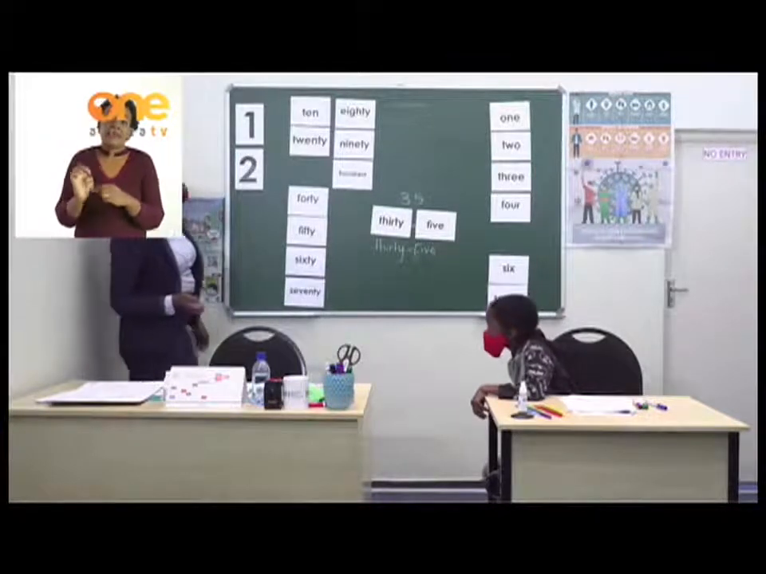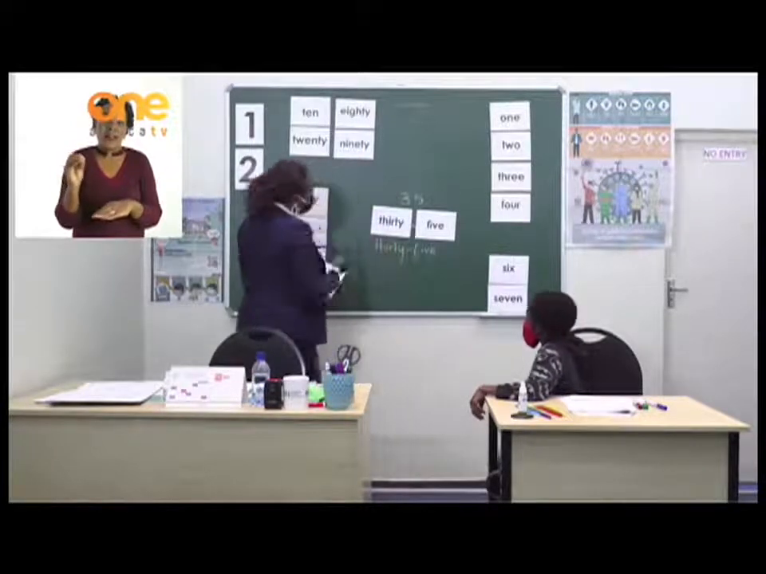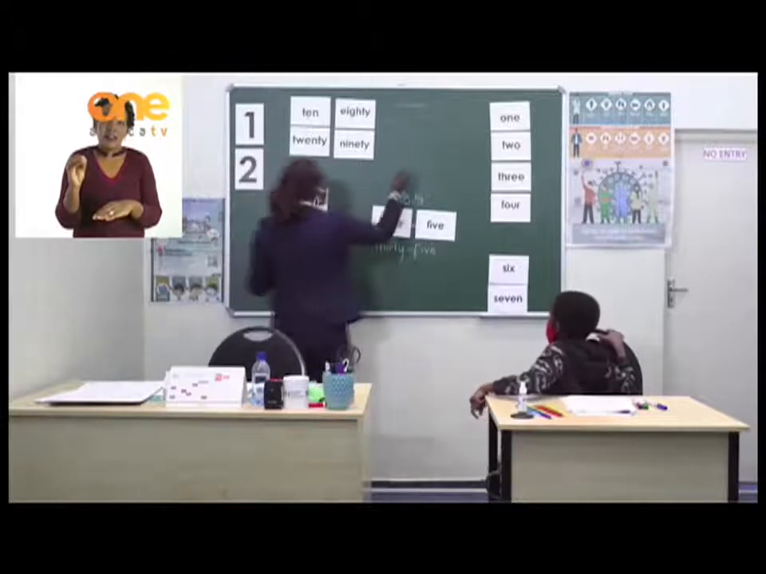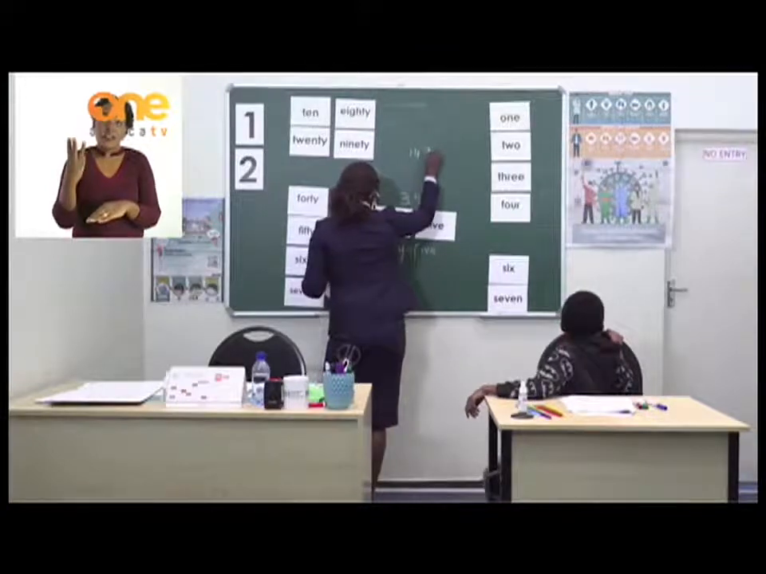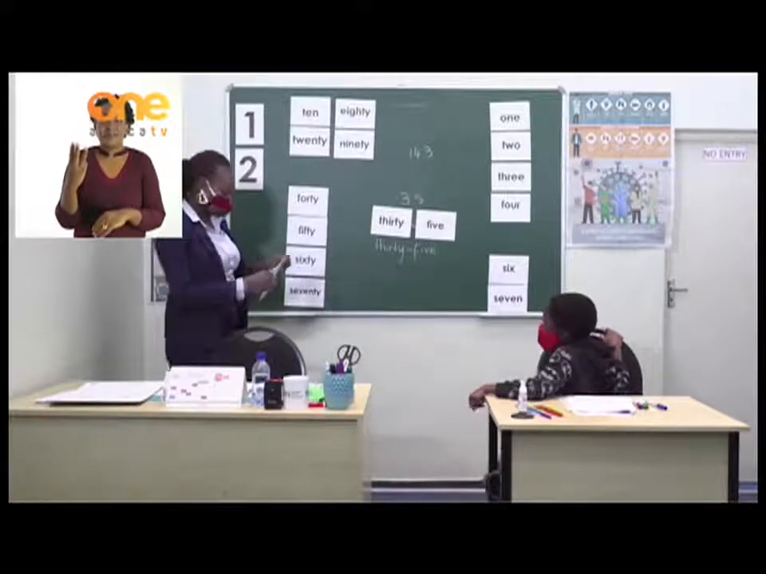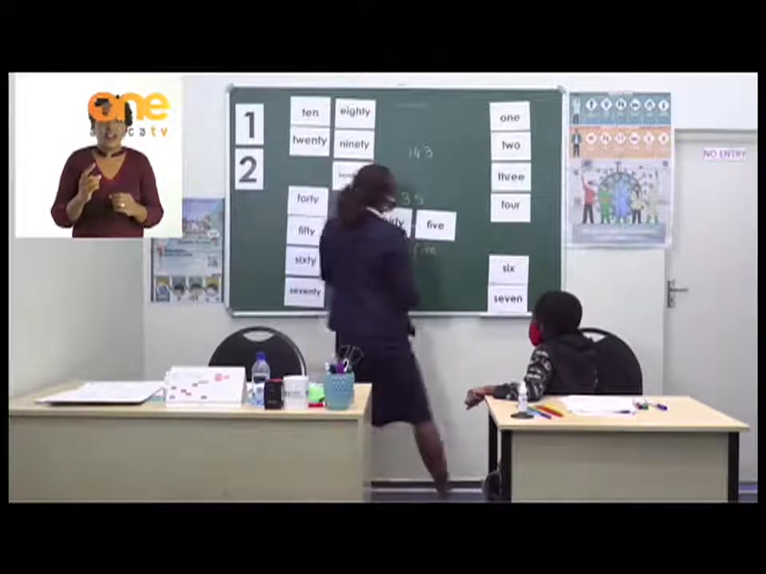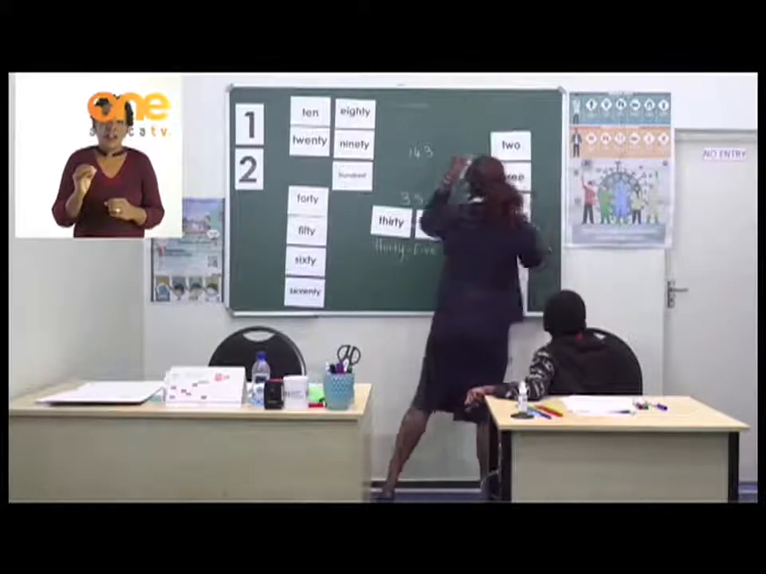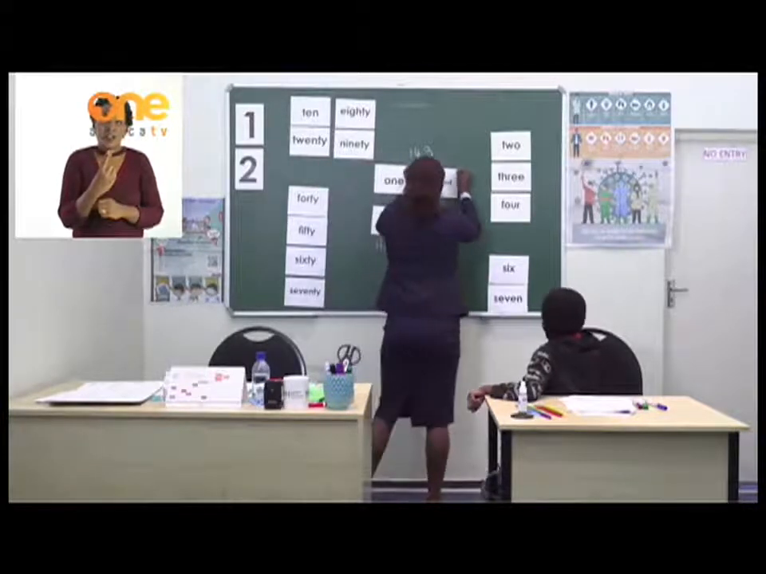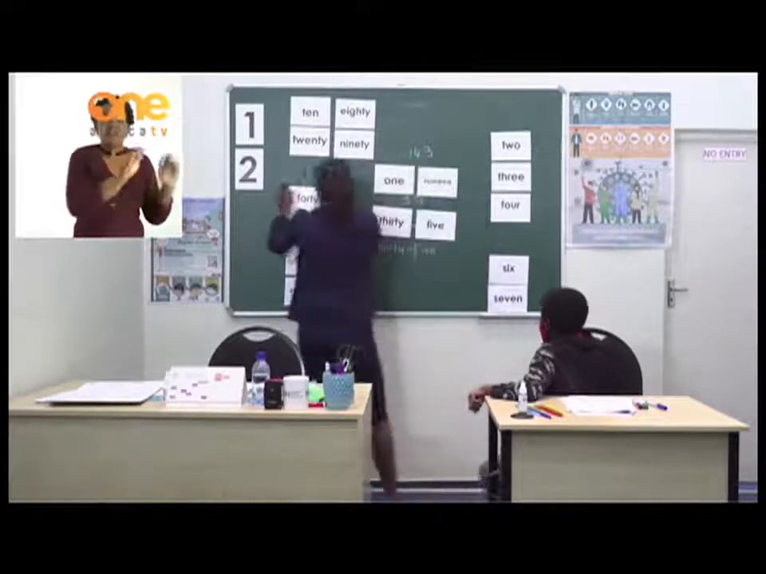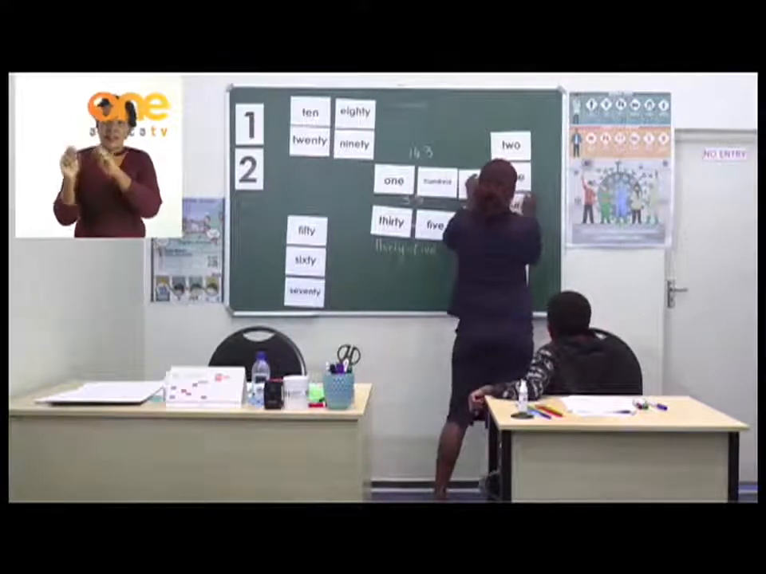Let me give you an example of 100. Let's say we want to give an example of 143. So this is what we are going to do. I'll put my 100 back. I'll take my 1 and put it here. I'll take my 100 and put it here. Then I'll take my 40 and I'll put it here.